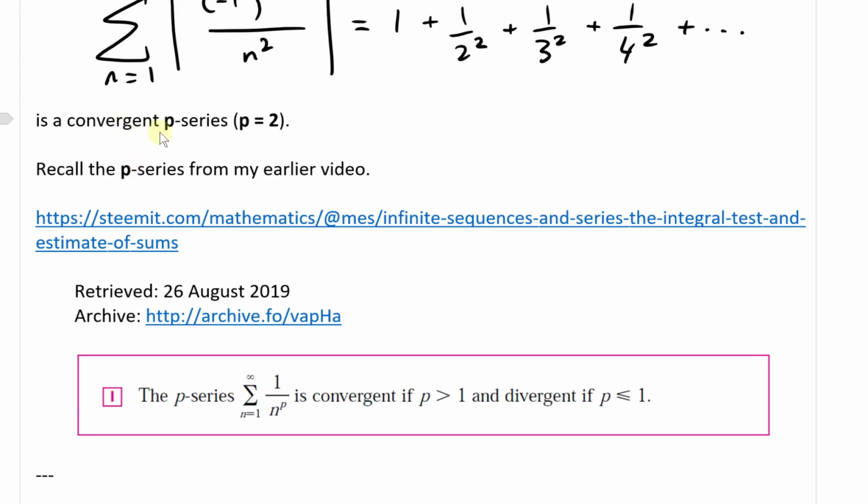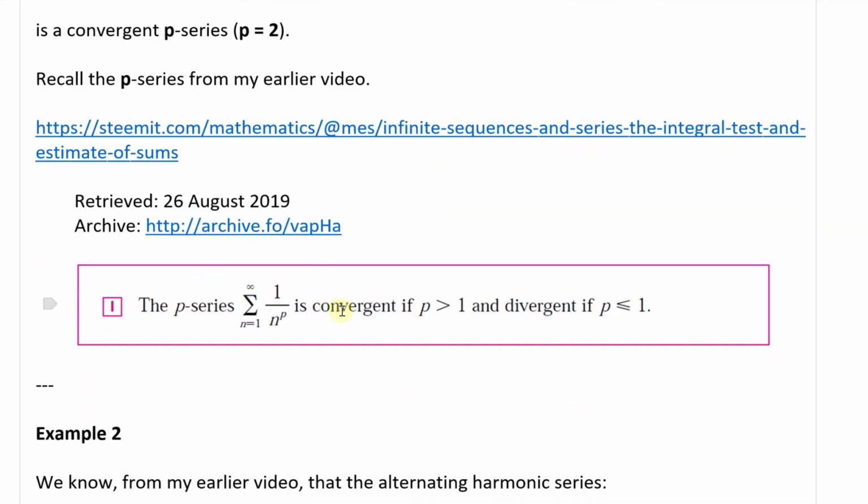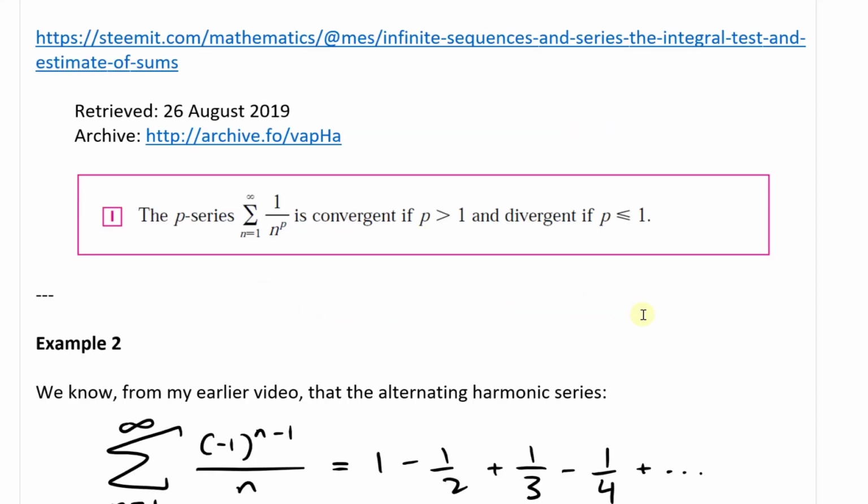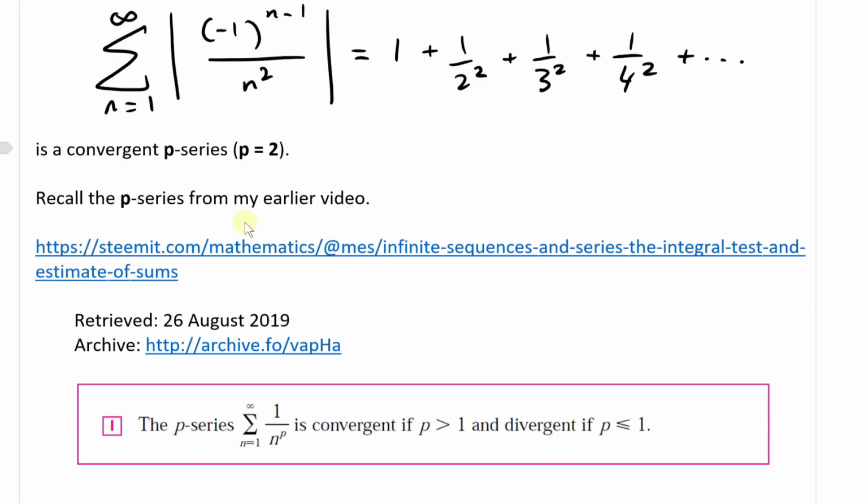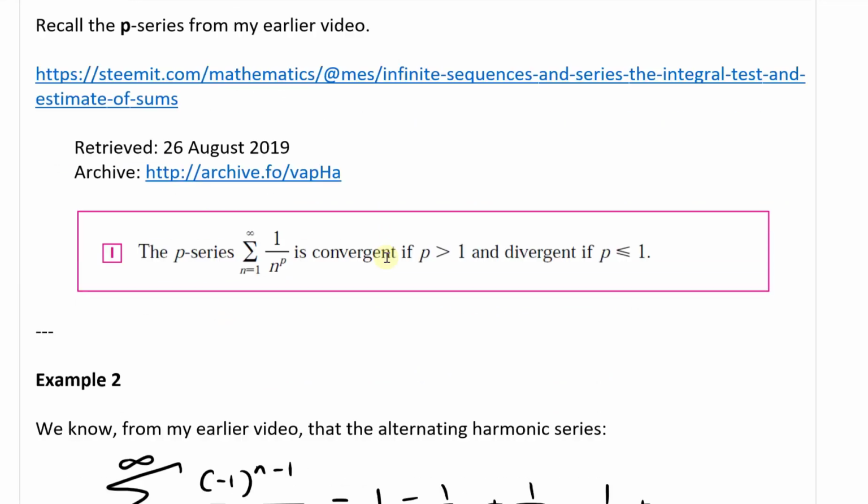Yes, it's a convergent p-series. Recall p-series from my earlier video on infinite sequences and series, on the integral test and estimate of sum. As usual, I'll put a link to Steemit, and I'll take a screenshot from my calculus book. Recall that the p-series, the summation from n equals 1 to infinity of 1 over n to the power of p, is convergent if p is greater than 1 and divergent if p is less than or equal to 1. In our case, p equals 2, which is greater than 1, so it's convergent.